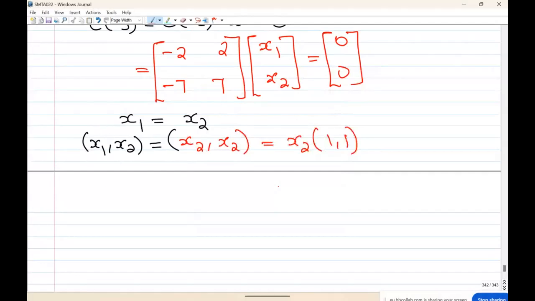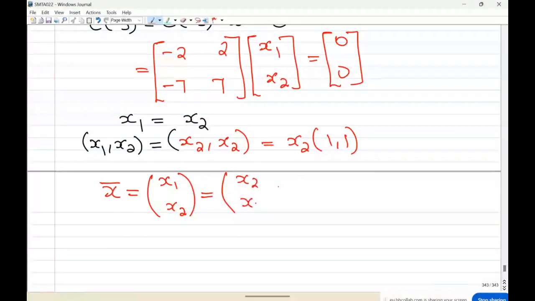Or else you can write this as x bar is equals to maybe x1 and then x2. And that's where you are going to have what? You are going to have x2 and then x2. Then this thing is the same as x2 into 1 and then 1. Are you still there?